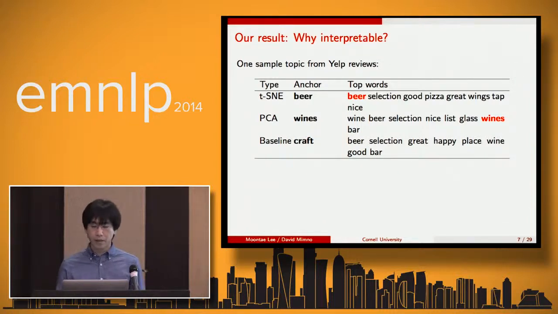Even if there's the word beer in the second position, the rest of the key contributing words are more about, like, glass and wines. But see the third topic. It mixes both beer and wine, but the rest of the words are pretty popular terms, which are not that meaningful. And if you see the anchor word, it is indeed craft. I guess the reason the baseline model picked this as an anchor word is there's terminology, for example craft beer, but still craft is not that meaningful to interpret this topic.